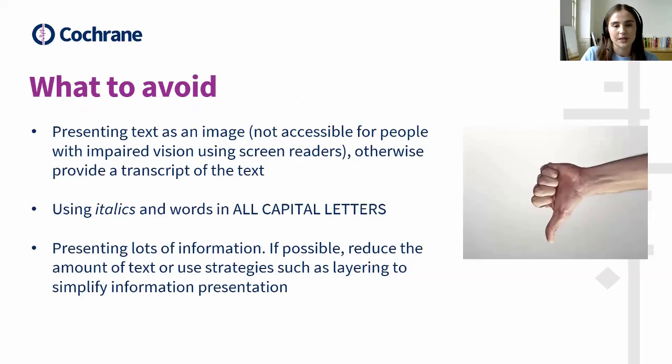So there's also a few specific things that we think it's best to avoid, and these are listed in the dissemination checklist. So the first is baking text into images, because this isn't accessible for people with impaired vision who are using screen readers. And if you are going to do this, it's important to provide access to a transcript of the text as well.